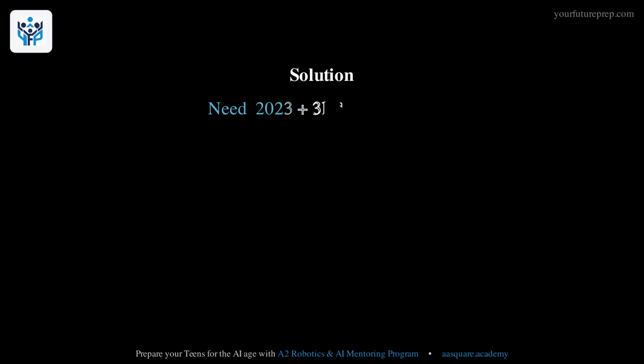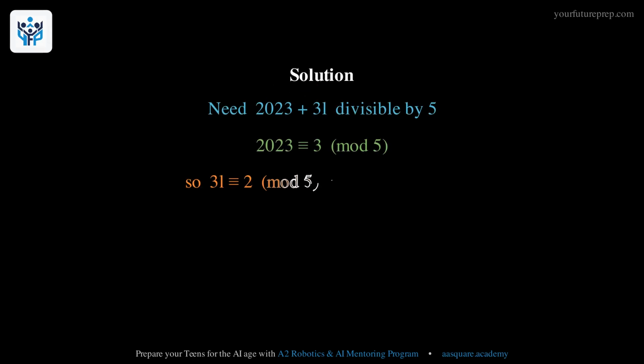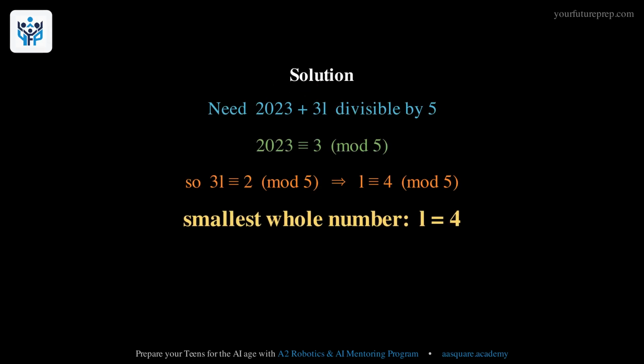But R must be a whole number. So 23 plus 3L has to be divisible by 5. Now 23 leaves a remainder of 3 when divided by 5. So we need 3L to leave a remainder of 2. The smallest whole number L that works is 4.